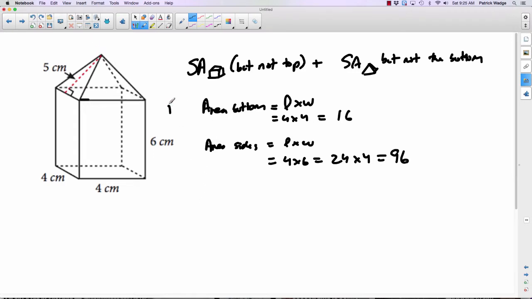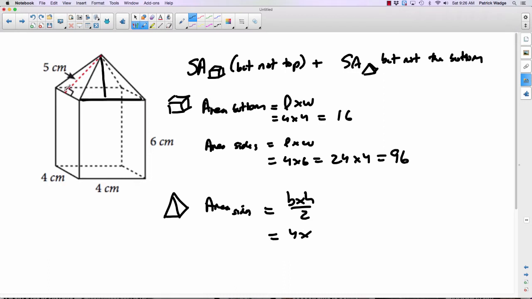So this was for the rectangular prism, and now we're doing the pyramid. And to get the area of the sides, they're triangles, so you're going to go base times height divided by 2. The base, we just said, all the triangles is 4. So 4 times, what's the height of the triangle? That would be this distance. Well, wait a minute, they give it to us over here.